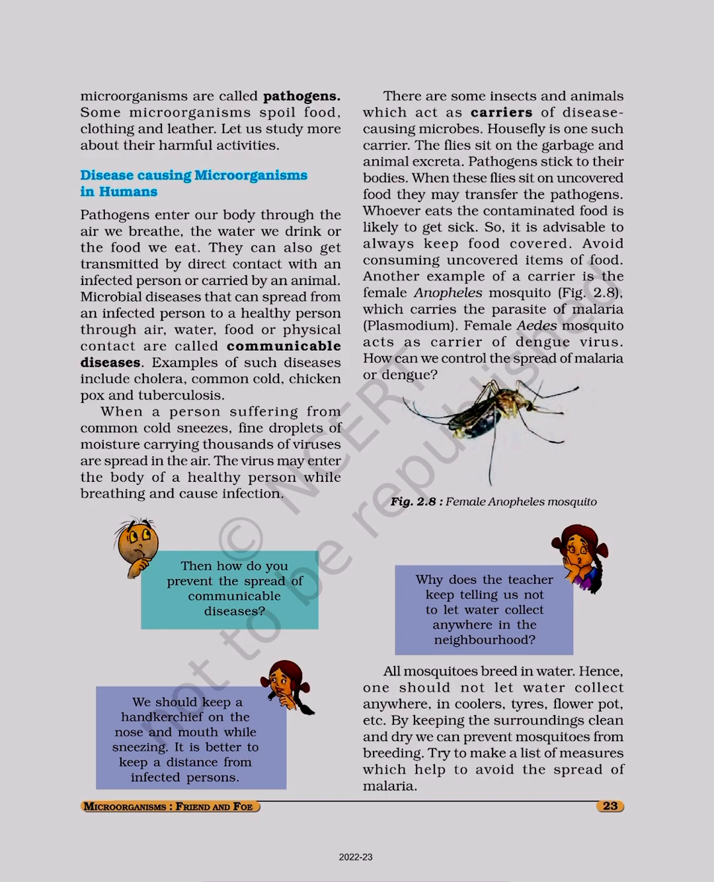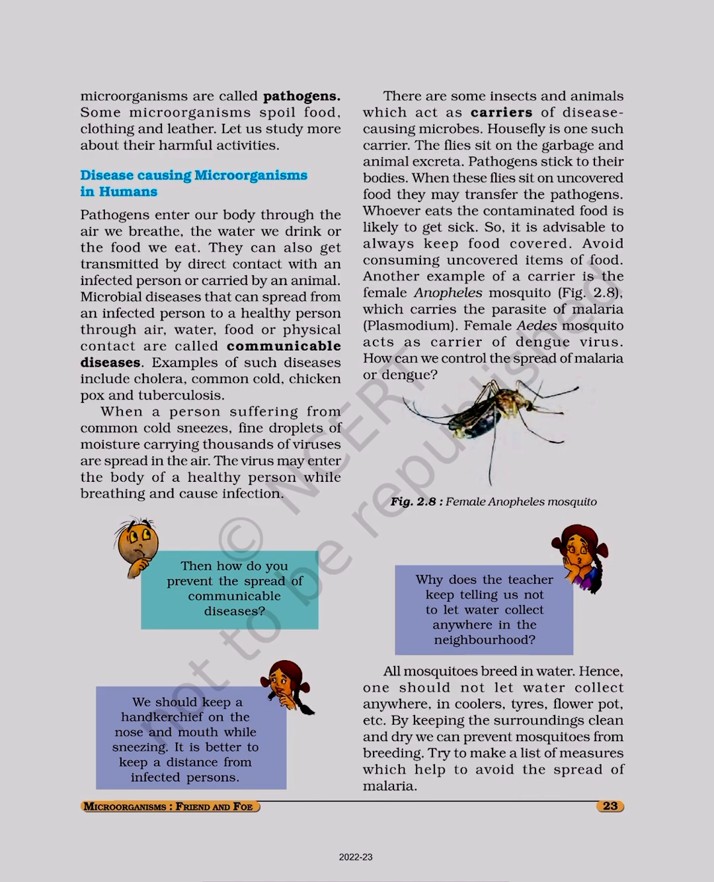Another example of a carrier is the female Anopheles mosquito, Figure 2.8, which carries the parasites of malaria, Plasmodium. Female Aedes mosquito acts as carrier of dengue virus. How can we control the spread of malaria or dengue? Figure 2.8, female Anopheles mosquito.